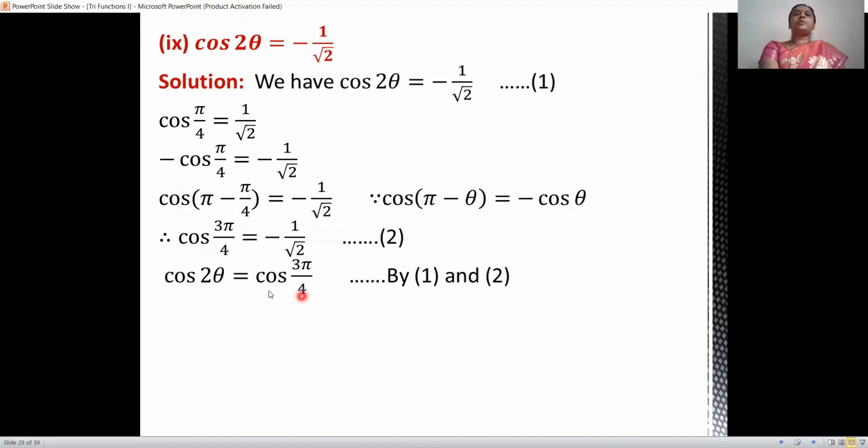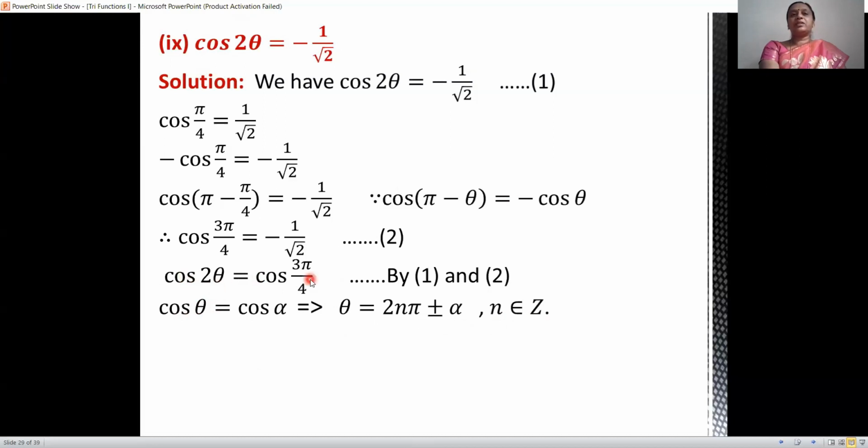Compare equations 1 and 2, and you will get cos 2 theta is equal to cos 3 pi by 4. See, again this problem is of the form cos theta is equal to cos alpha. That is the second theorem from remark 2. If the function is of the type cos theta is equal to cos alpha, what will be the general solution? The general solution will be theta is equal to 2n pi plus minus alpha, n belongs to Z. Now, see, this is a different type of function. Here, theta is replaced by 2 theta.